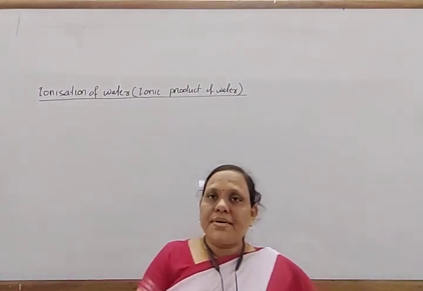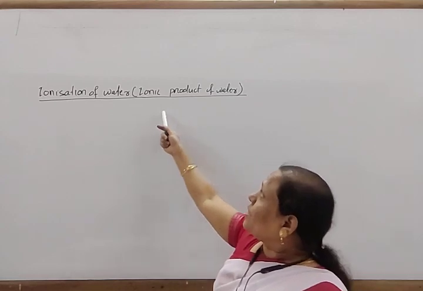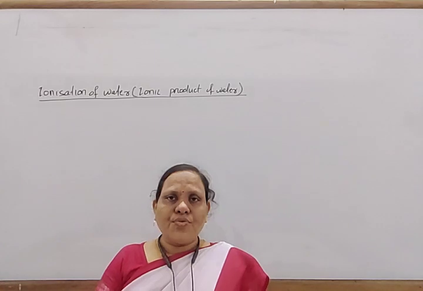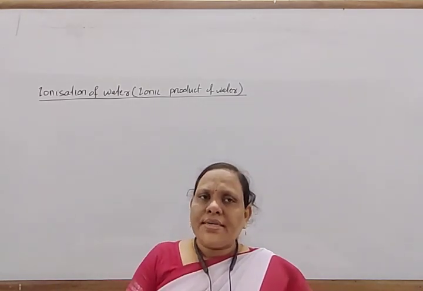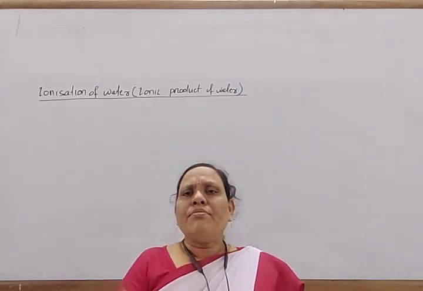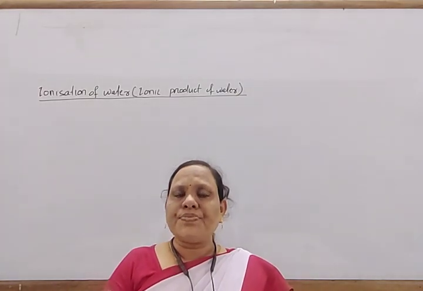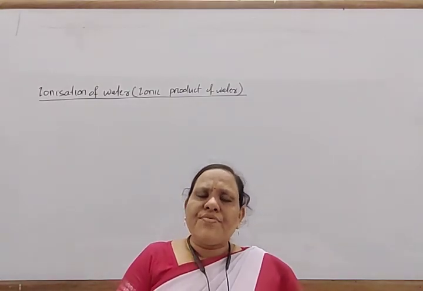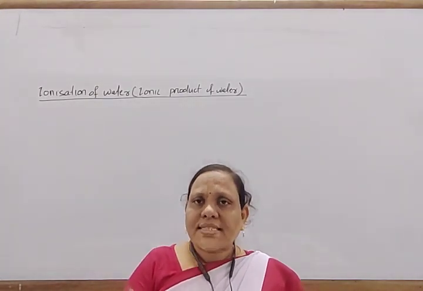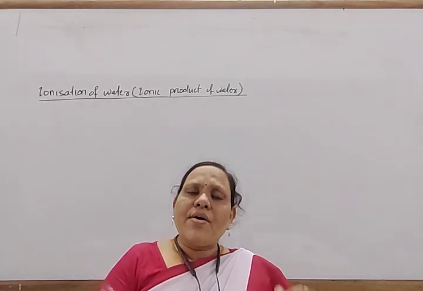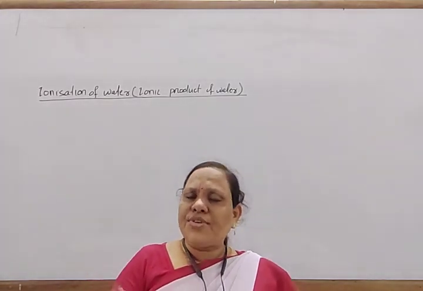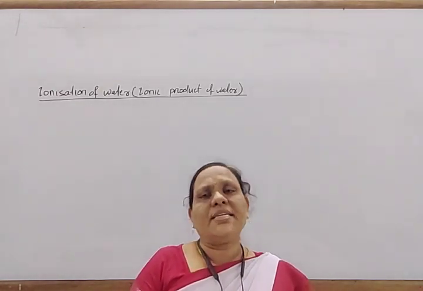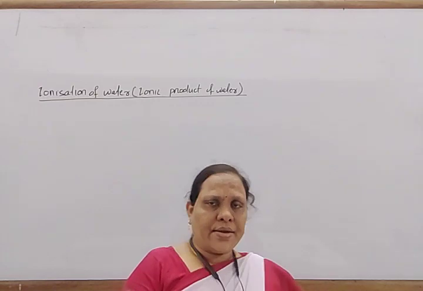Next, coming to today's part, that is ionization of water or ionic product of water. So what is ionization of water? You know, water is a covalent molecule, but it is polar in nature, so it is slightly ionizable. Water feebly ionizes. It also acts as an electrolyte. So water undergoes ionization very slightly, and when it does, it forms H plus ion and OH minus ion.